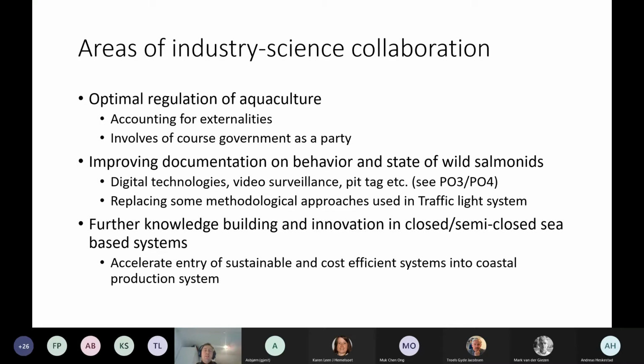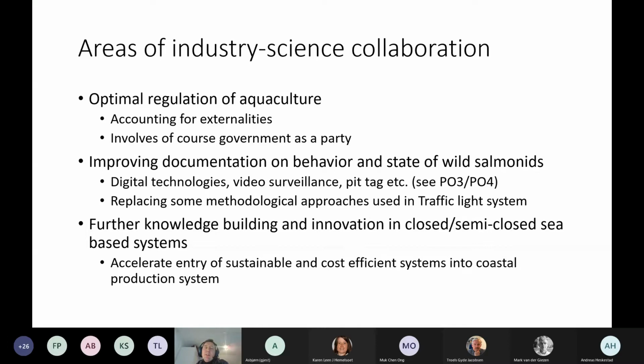Then we have the issue of improving documentation on behavior and the state of wild salmon, and particularly the influence of sea lice from aquaculture. As I indicated, when it comes to the traffic light system, we need better evidence. So digital technologies, video surveillance, pit tagging, etc., are issues here. I'm working on a project in PO3 and PO4 on that.